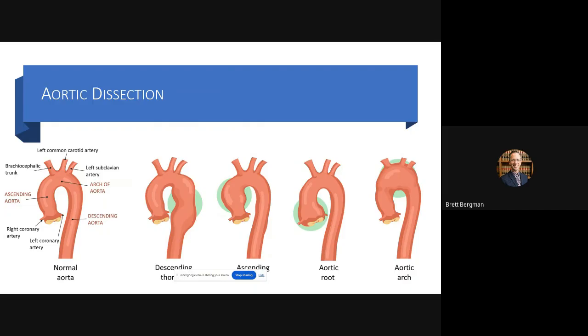And so one of the things that you may discover on physical exam is that they will actually have a difference in the blood pressure between their left arm and their right arm. And that's because the blood going to the right arm and the left arm are at two different points on the aorta. And so if you have a dissection that's affecting one of those points, you'll actually get that difference.